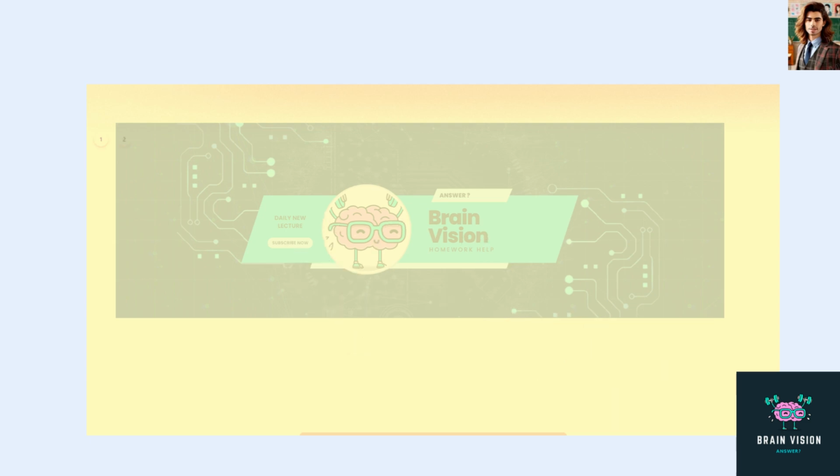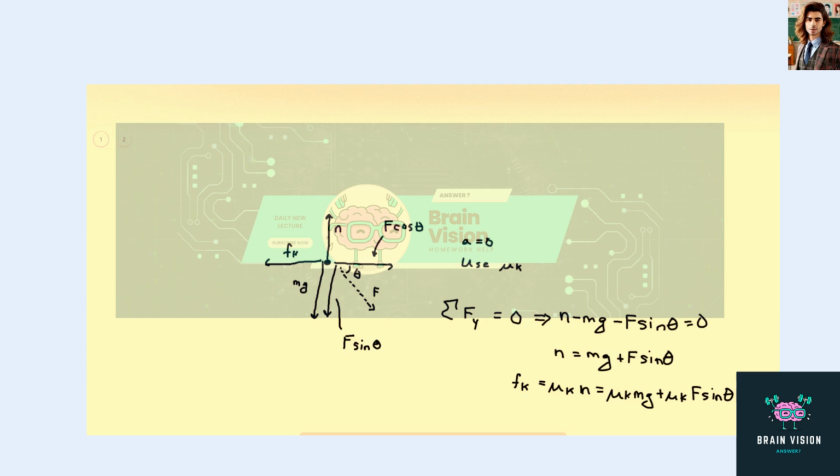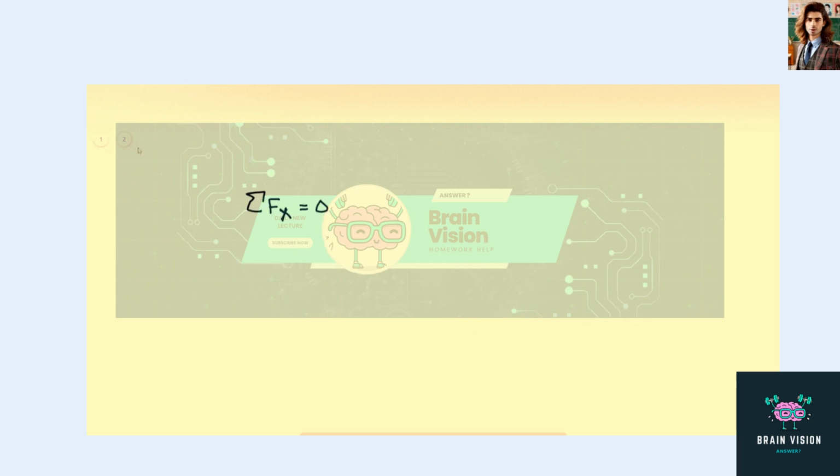Now we're going to do the sum of the forces in the y direction. Actually, I'm sorry, we just did the y direction. Now we're going to do it in the x direction. And if we look back here at our forces, we have the F cosine theta, and we have the f sub k, and that's all we have.